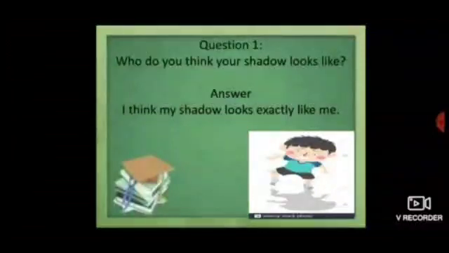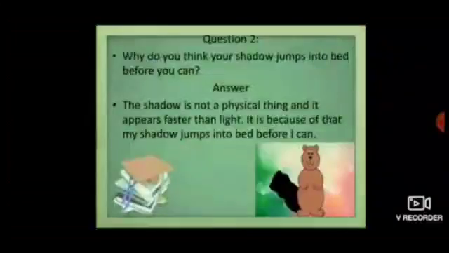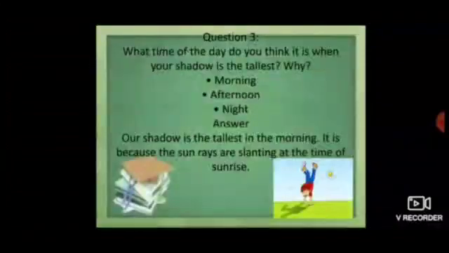Now, questions. Who do you think your shadow looks like? Answer. I think my shadow looks exactly like me. Question number 2. Why do you think your shadow jumps into bed before you can? Answer. The shadow is not a physical thing and it appears faster than light. It is because of that my shadow jumps into bed before I can. Question number 3. What time of the day do you think it is when your shadow is the tallest? Morning, afternoon, night? Answer is, our shadow is the tallest in the morning. It is because the sun rays are slanting at that time of sunrise.